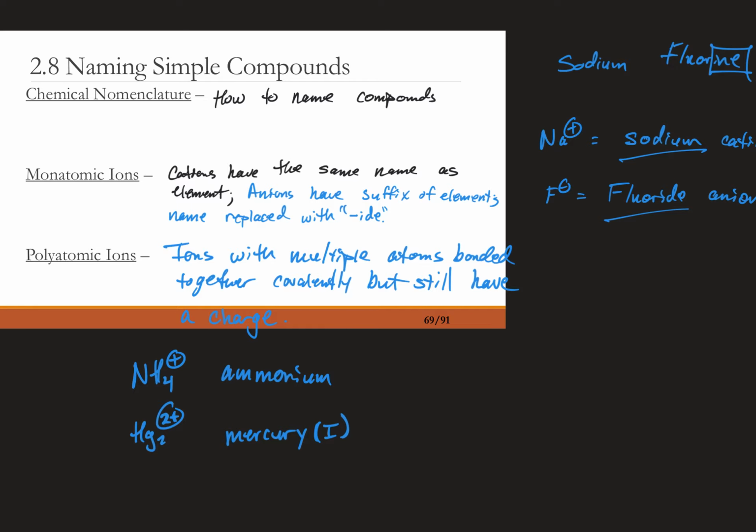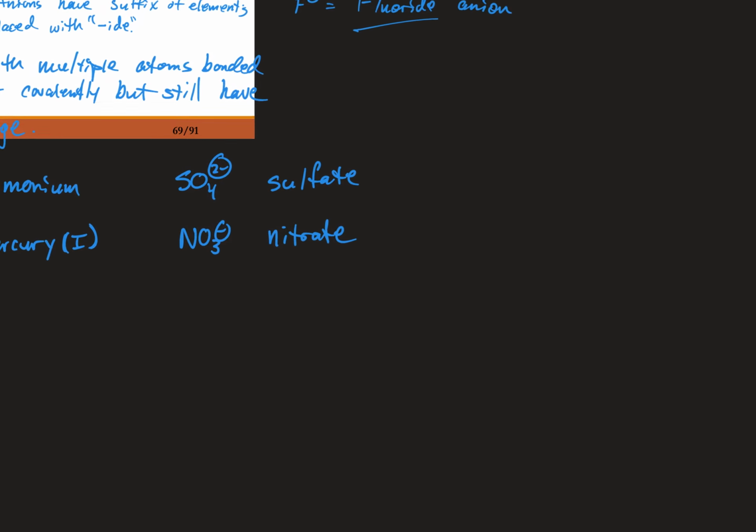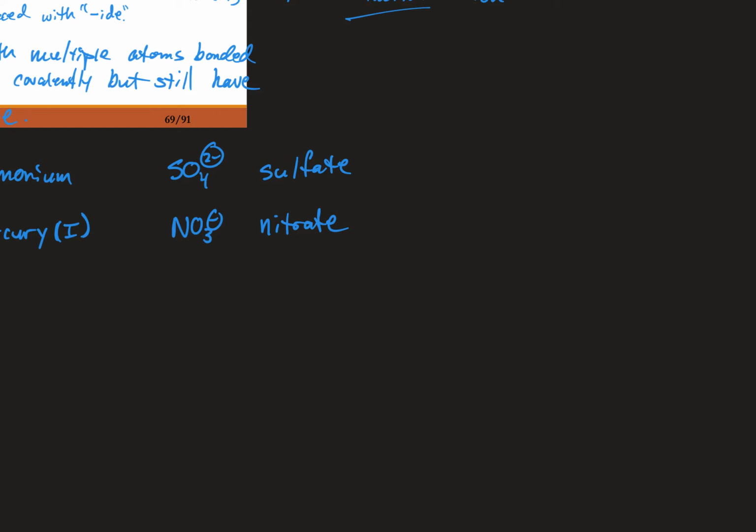There's many more polyatomic anions, though. Examples being just a few here. SO4 2 minus is known as the sulfate ion. Maybe NO3 minus is the nitrate ion. They don't all end in "ate," so let me give you an example of one that doesn't.